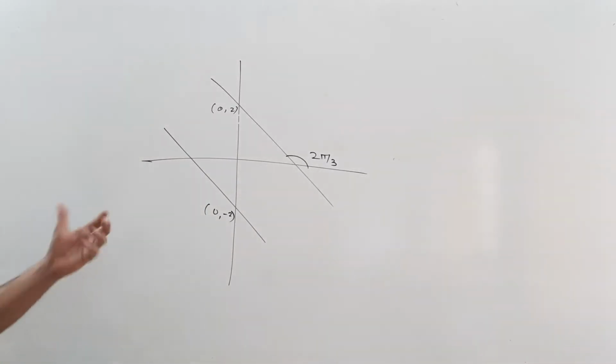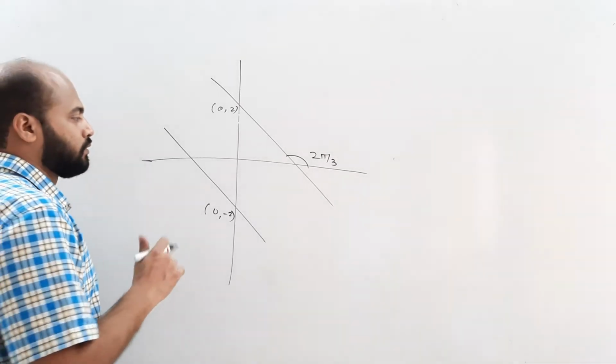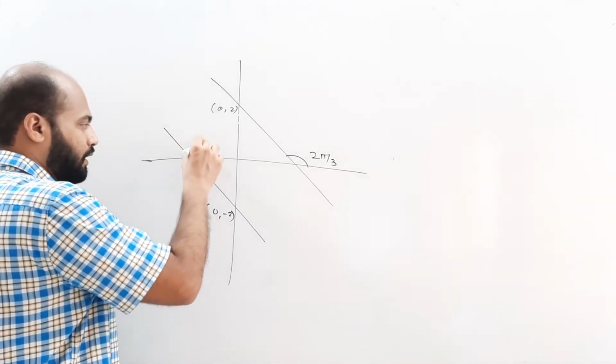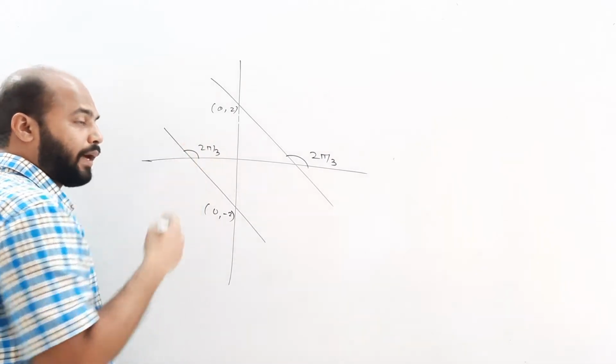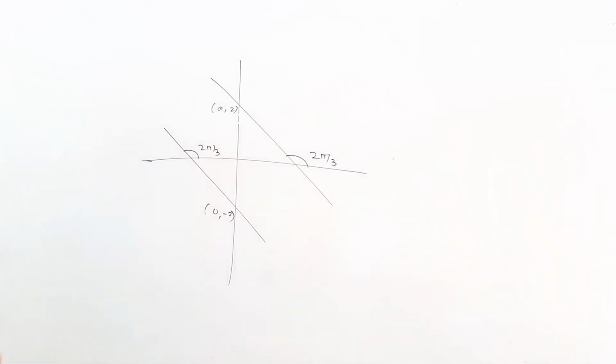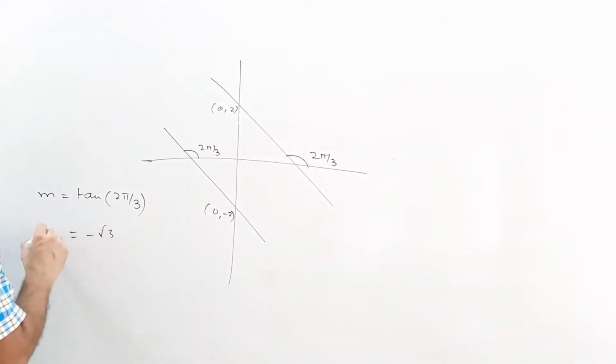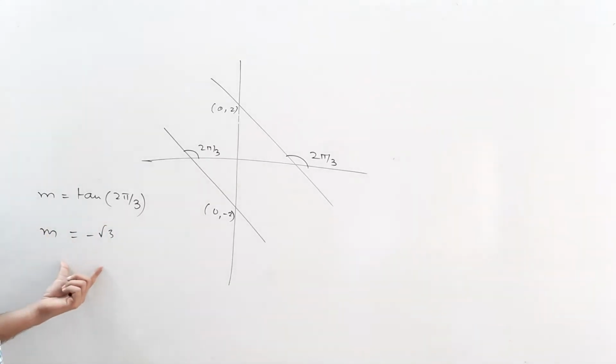So if you have to find the equation of this line, then I know that the angle that this would make is also 2 pi by 3, because both are parallel lines, and tan of 2 pi by 3 would be the slope. So tan 120 is minus tan 60, which is minus root 3. So we have got the slope of this line.